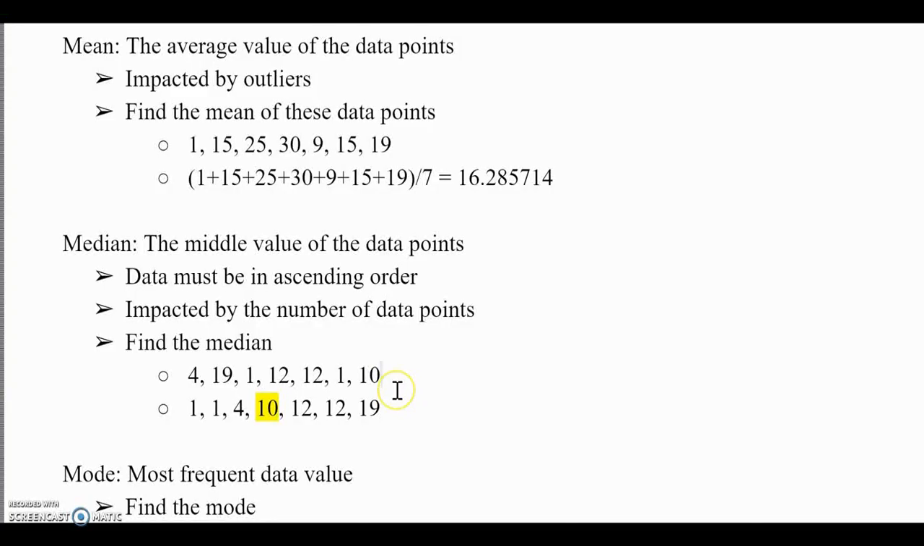Now, for example, if I added a number, let's say, 45. 45 is the greatest number, so I'll add it here. Now what is the median? Now we have 8 data points. 8 plus 1 divided by 2 is 4.5. So what you do is, you take the 4th data point and the 5th data point, and you average them. So in this case, your median would be 10 plus 12 divided by 2, which isn't a value you have in your data set, 11. But it is still your median.